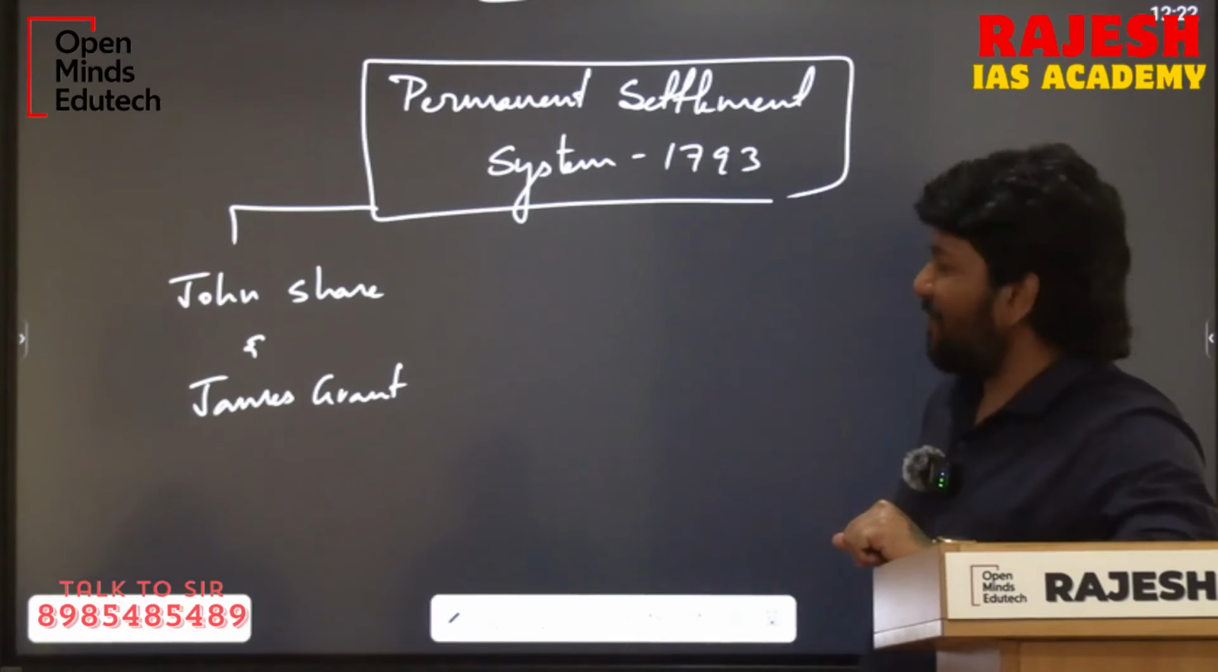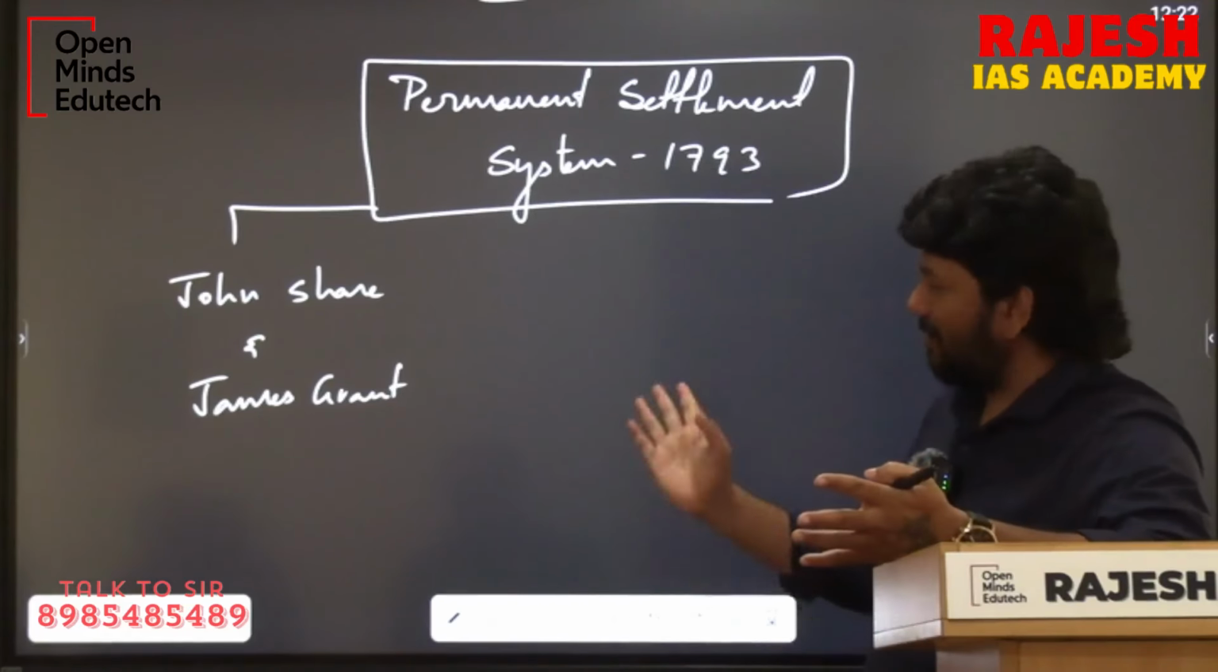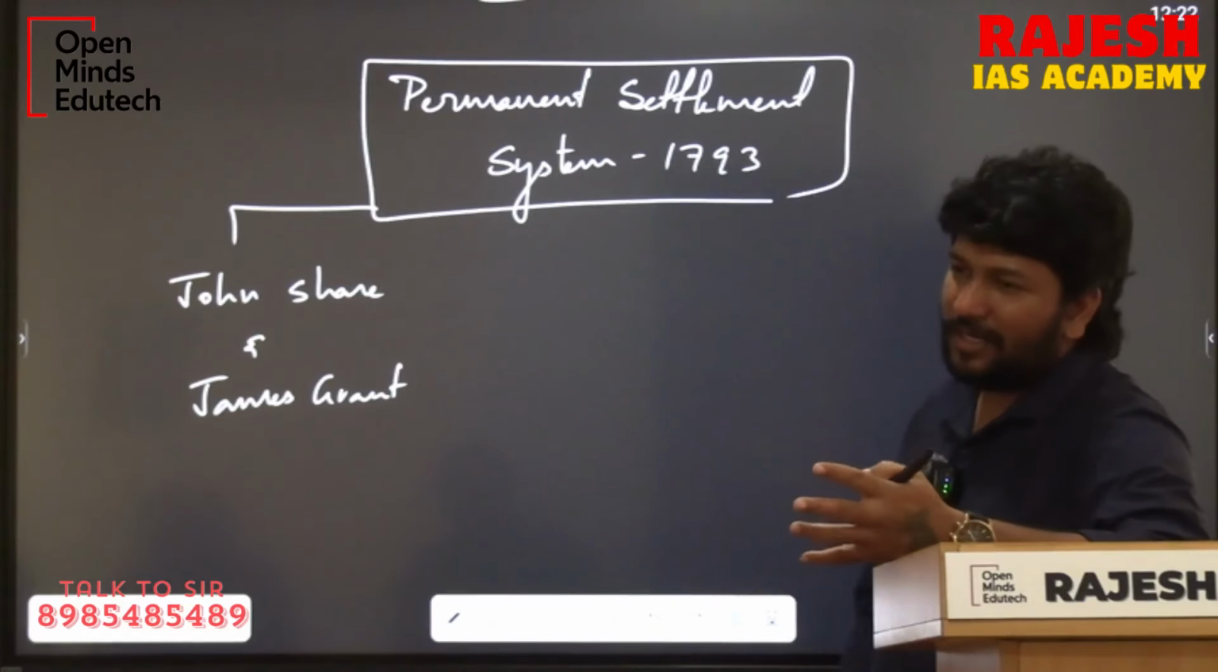John Shore is the next governor after Cornwallis. He became the Governor General and is called the father of non-interventions. They both are the masterminds behind this plan. Sometimes they will ask who helped Cornwallis to make this permanent settlement system.